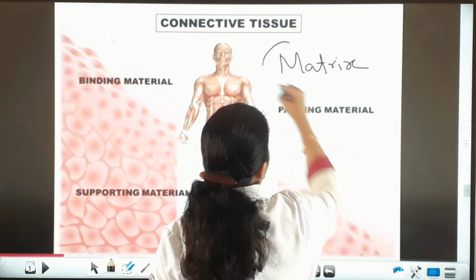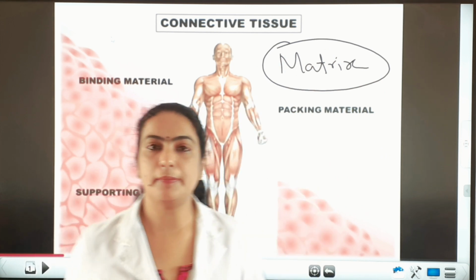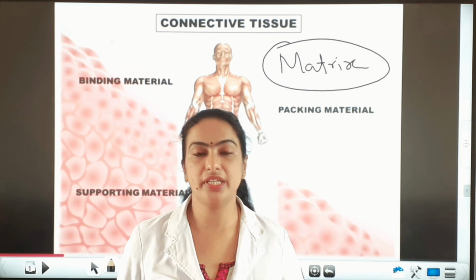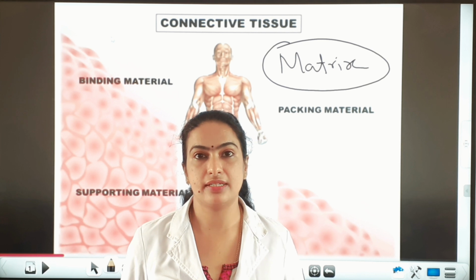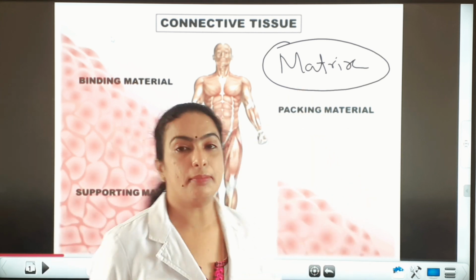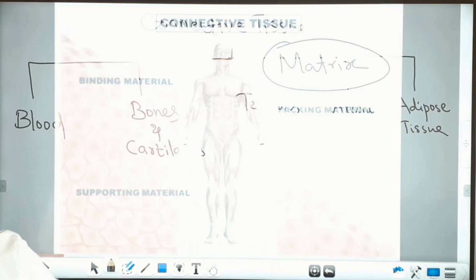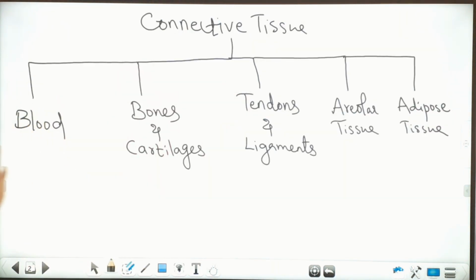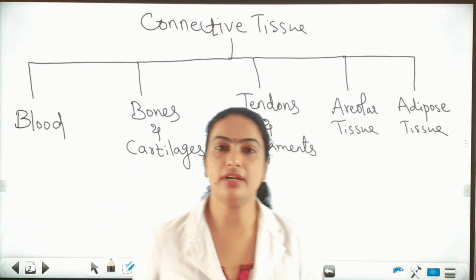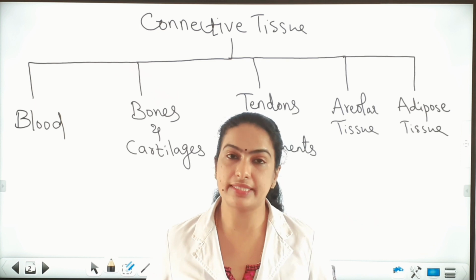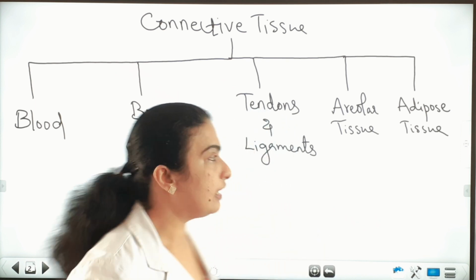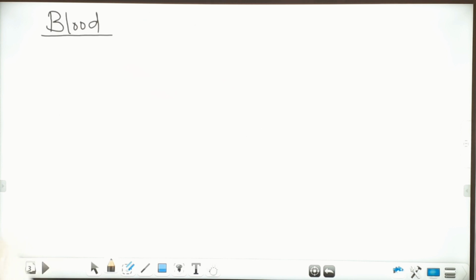So the connective tissues are embedded in a medium, and that medium may be fluid or a rigid substance, and that medium is known as matrix. Let's see which are the connective tissues. The major connective tissues are blood, bones and cartilages, tendons and ligaments, areolar tissue and adipose tissue. These are the connective tissues. Let's see one by one in detail. First we can see blood.